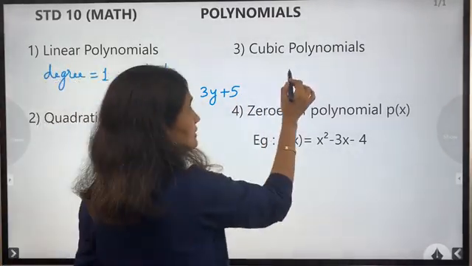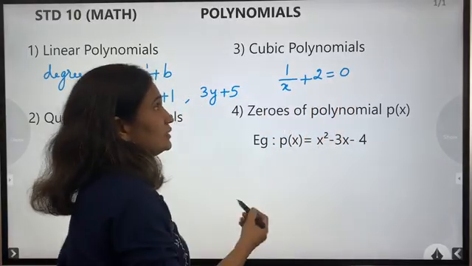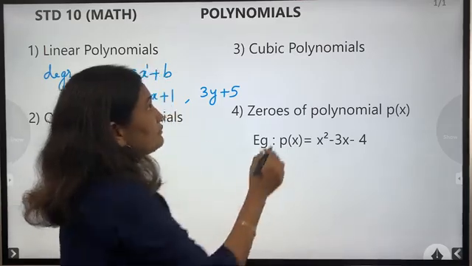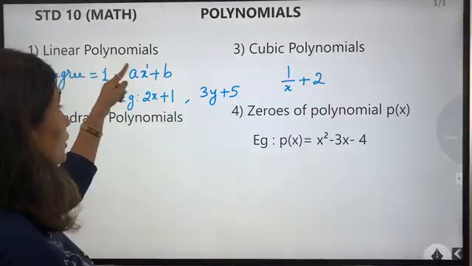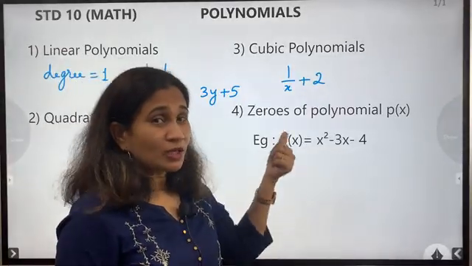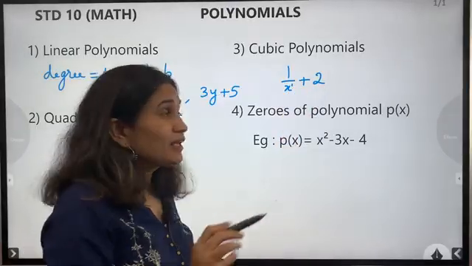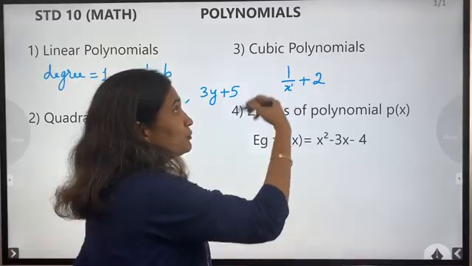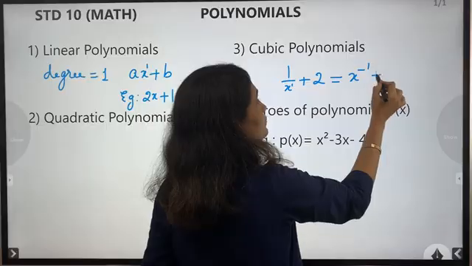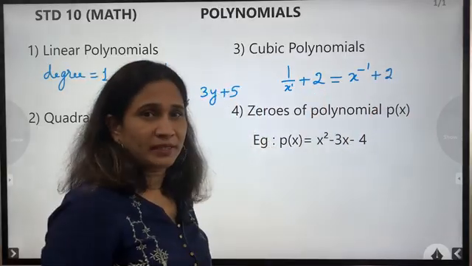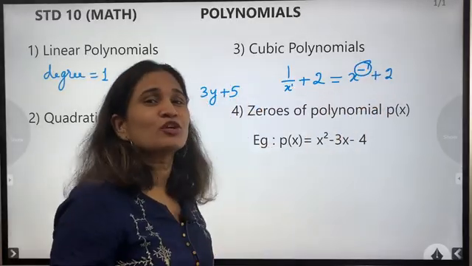But children, if I say 1 upon x plus 2, then could you tell me, is it a linear polynomial? Now you will say, ma'am, the power of x is 1. The power of x is not 1 because it is still in the denominator. If you bring it in the numerator, children, what does this become? It will become x to the power minus 1 plus 2 because you have reciprocated the base. And here the power has come minus, and so this itself is not a polynomial.